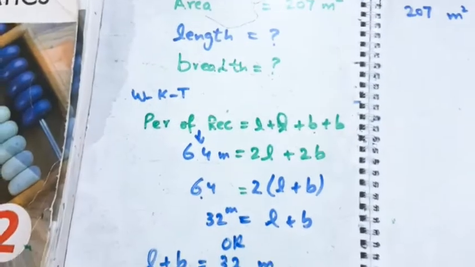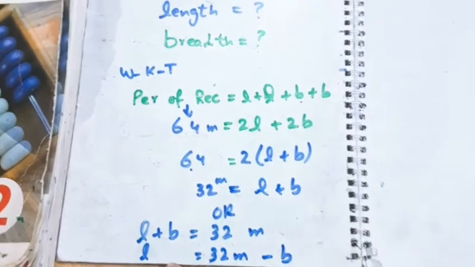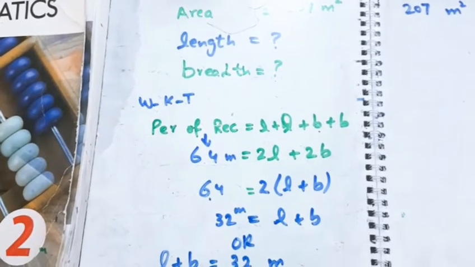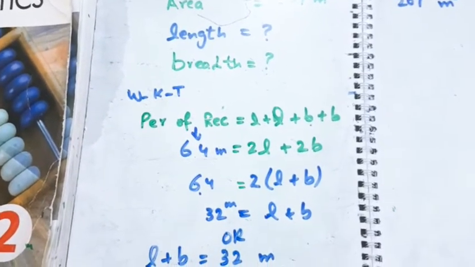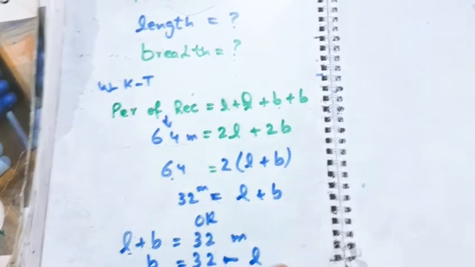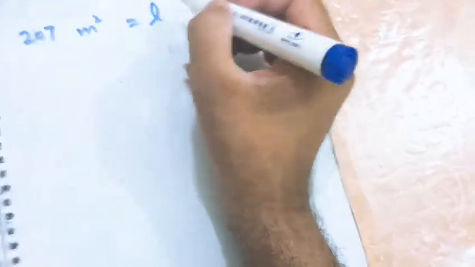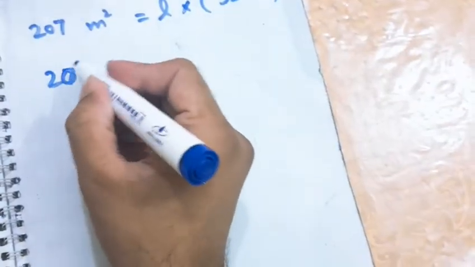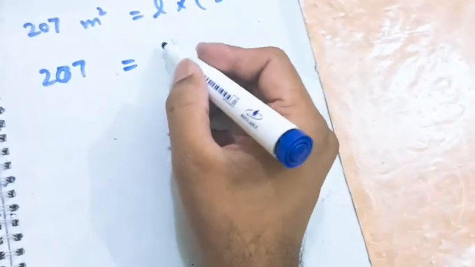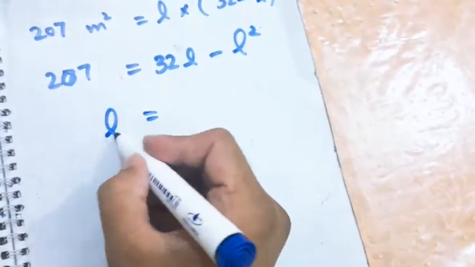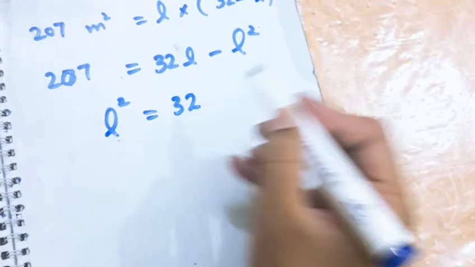I can also suppose the value of breadth here. For example, B is equal to 32 minus L, 32 meters minus L. So I have taken B as it is here, L has been moved to the other side and it has been subtracted. Now in place of L, I shall write L only, and in place of B, I shall write 32 minus L. 207 as it is. L will go in and enter inside the bracket. 32L minus L square. L will come here, it will be positive. 32 will be as it is here.